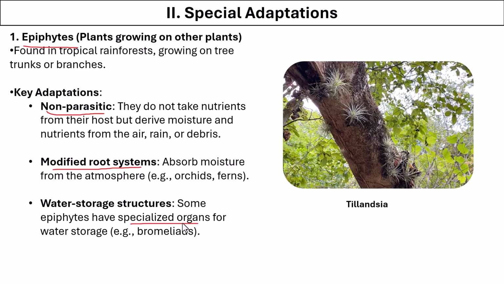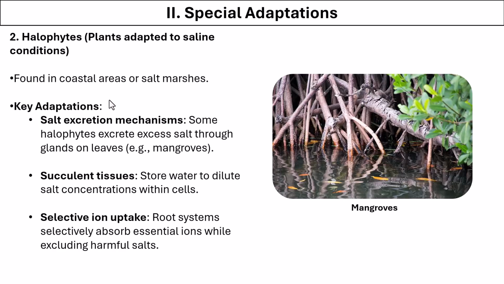Halophytes are plants adapted to living in a more saline environment. They are found in coastal areas and salt marshes. A common adaptation in them is a mechanism to excrete excess salt, because salt can cause ionic toxicity and osmotic stress, which makes it hard for them to absorb water.